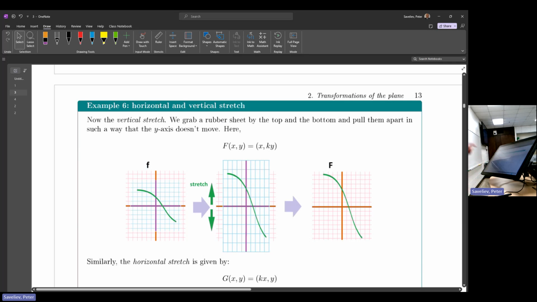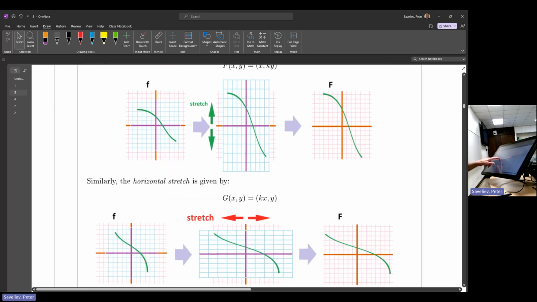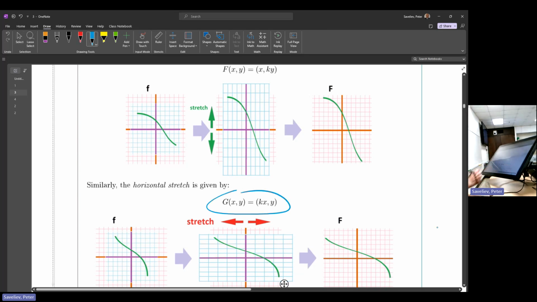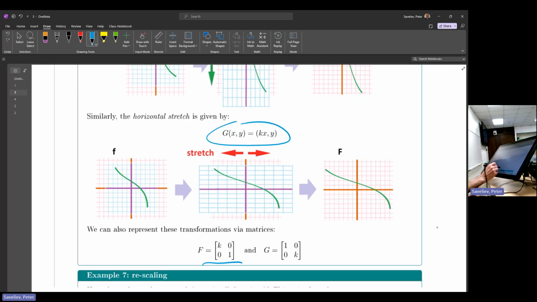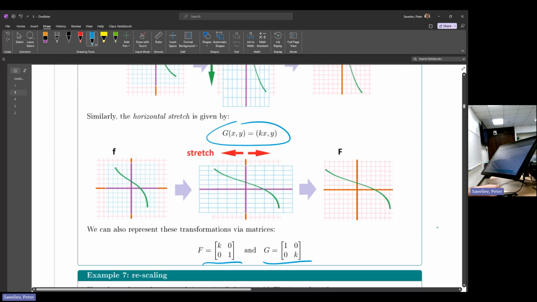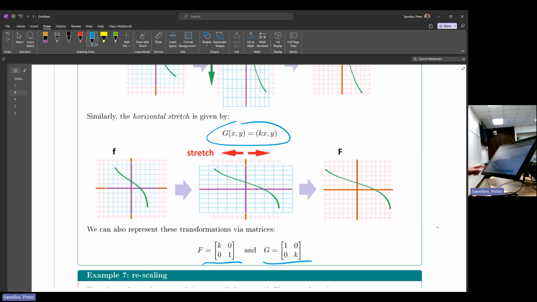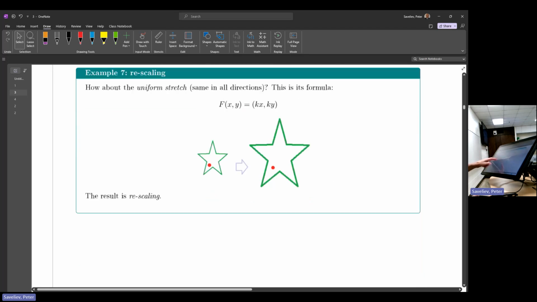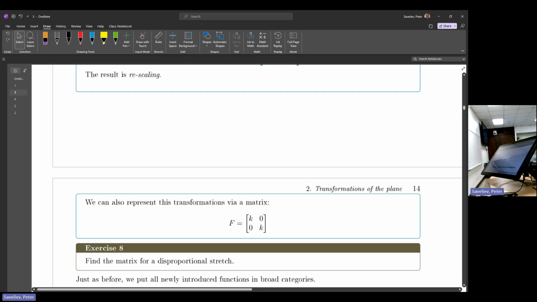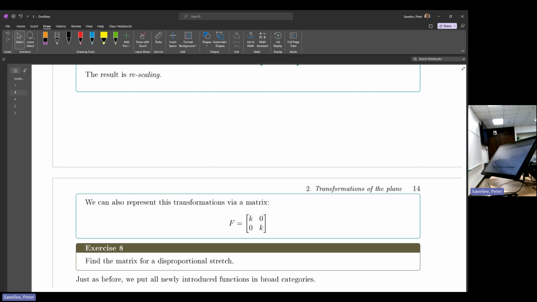So a vertical stretch. Okay, x multiplied by k, so the function is very simple, so you have to ask why do we even need this, but there will be more complicated ones. And so this is the horizontal stretch, this is the vertical stretch, and you can combine them together if you want to. And rescaling is when everything is stretched proportionally in all directions. It means that the matrix has k's on the diagonal. So for example, to double the picture, you have 2, 0, 0, 2.